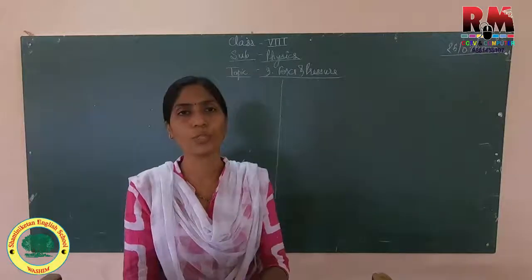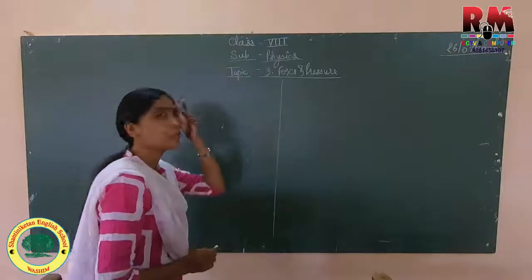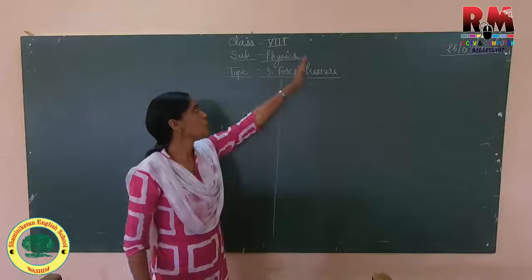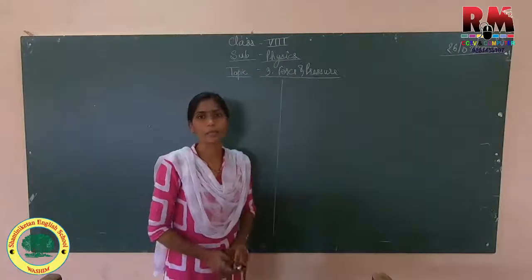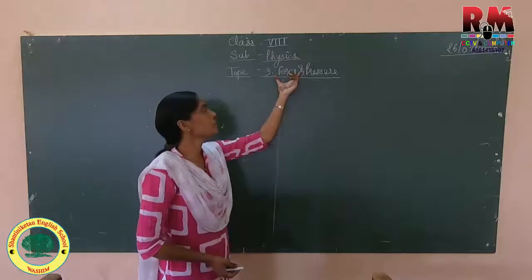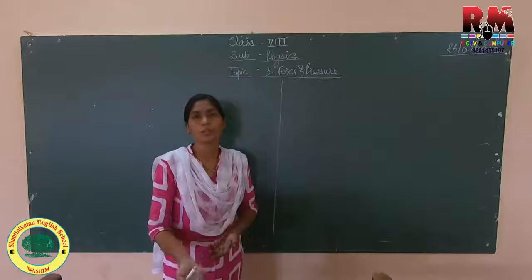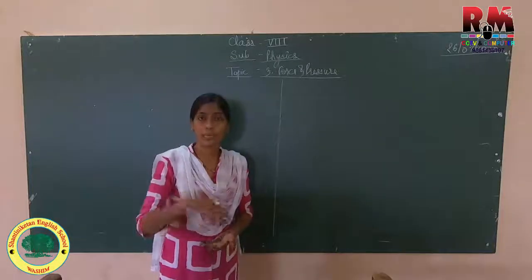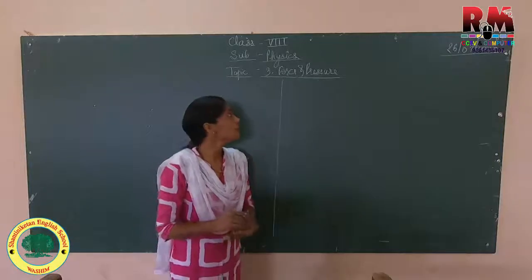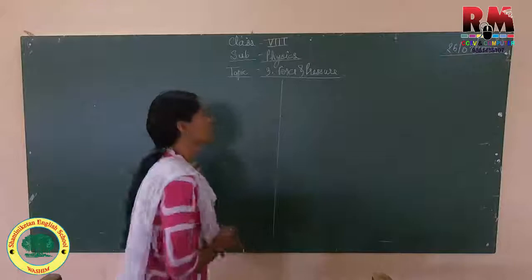Chapter number 3, force and pressure of physics. Already we have seen many topics in this chapter. The force part has been finished. We have seen balanced and unbalanced force, contact and non-contact force, types of forces, and then inertia. Now we are going to see another topic, that is pressure.